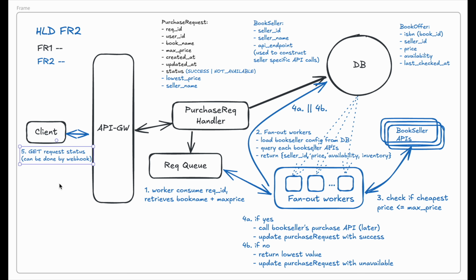And finally, step number 5. Users poll getRequestStatus to retrieve the final outcome. If the status is resolved, show the matched offer and the price. If the status is not available, return the lowest available price as fallback. And again, this part from polling can also be done with a webhook.